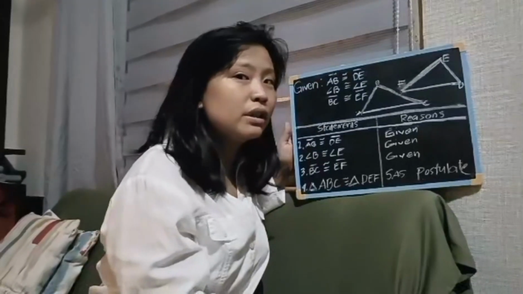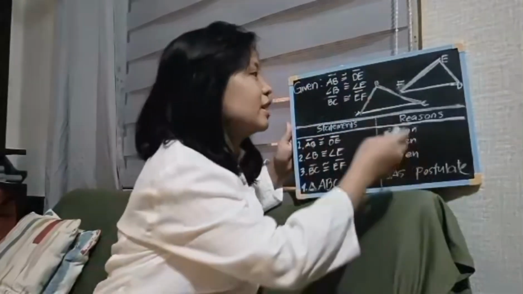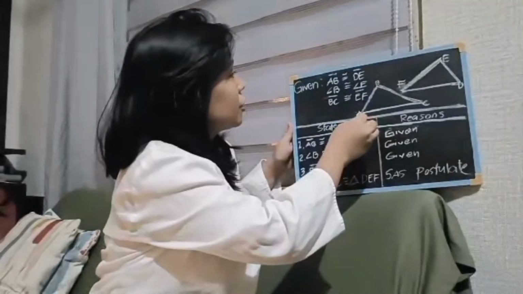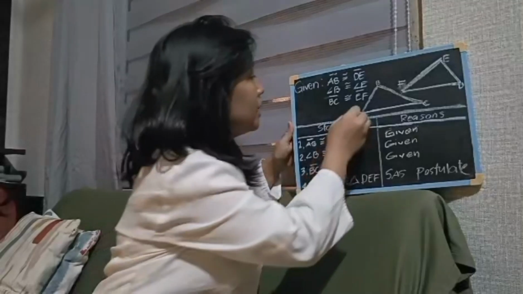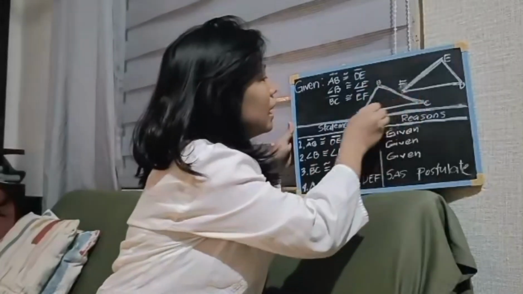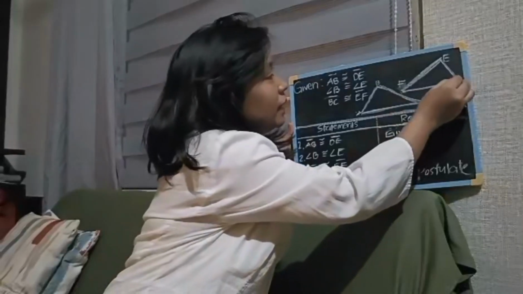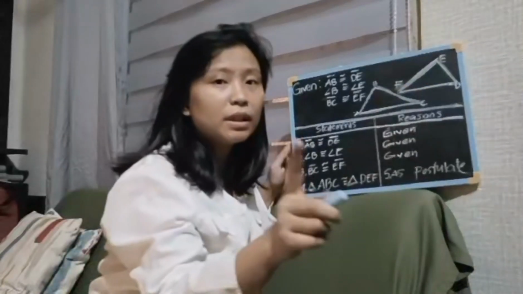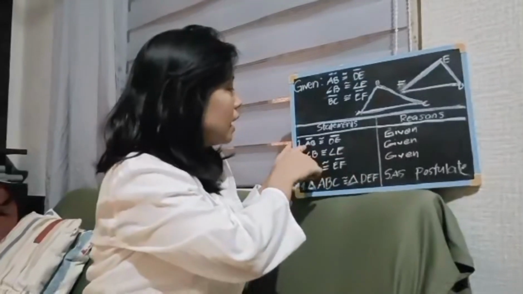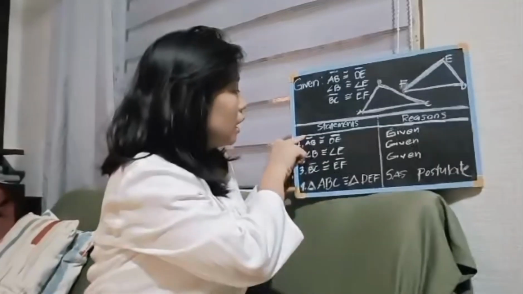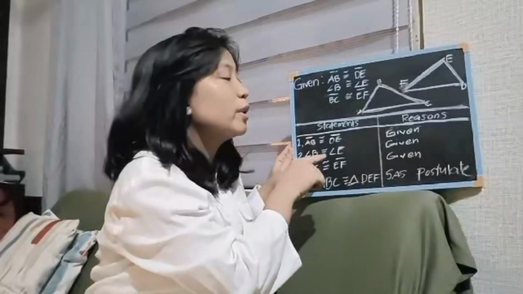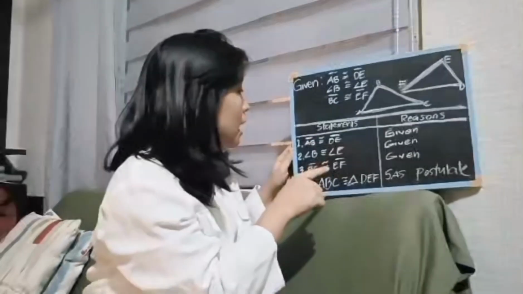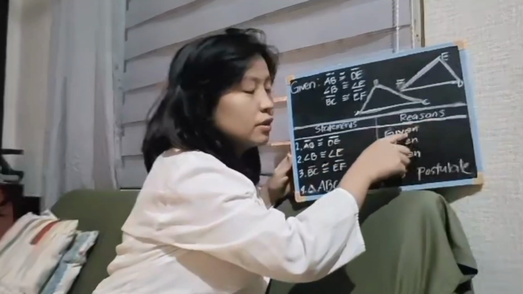So here we can see the two triangles. Triangle ABC is congruent with triangle DEF. In statement number 1, we can see line segment AB is congruent with line segment DE, and the reason is given.